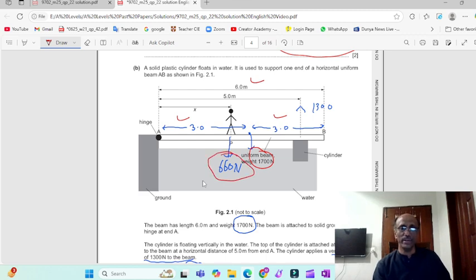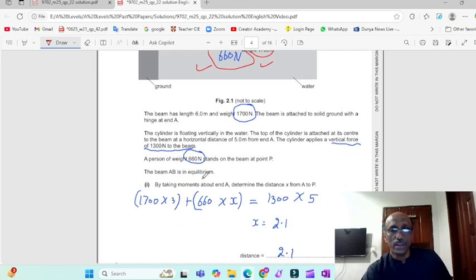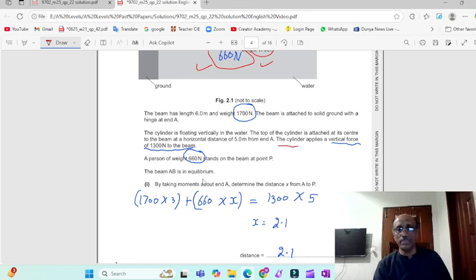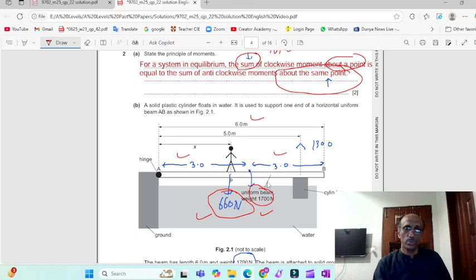It has a weight of 660 Newton, which will act in the downward direction. So two forces are acting in the downward direction: one is the weight of the student and the other is the weight of the beam. The cylinder is floating vertically in the water. The top of the cylinder is attached to the beam, and the cylinder applies a vertical force of 1300 Newton to the beam. Now every action has a reaction, so this reaction will be in the upward direction, and this value is given as 1300 Newton.